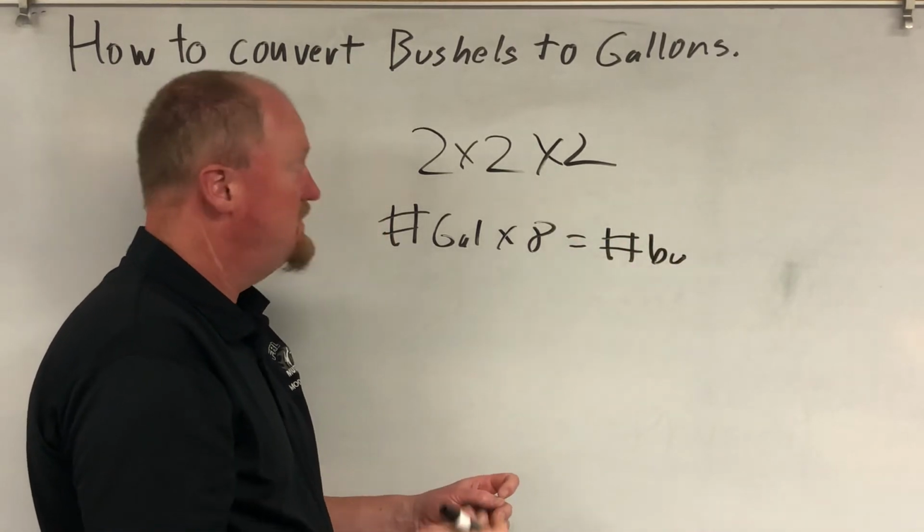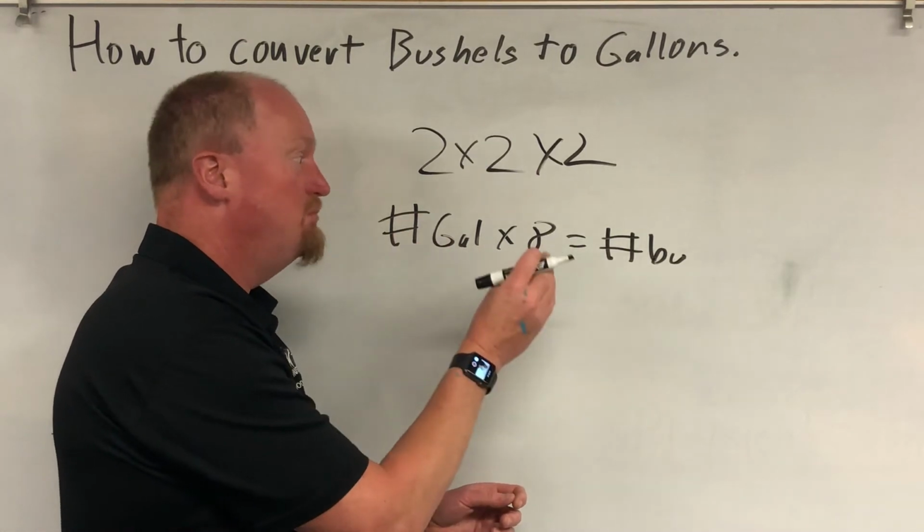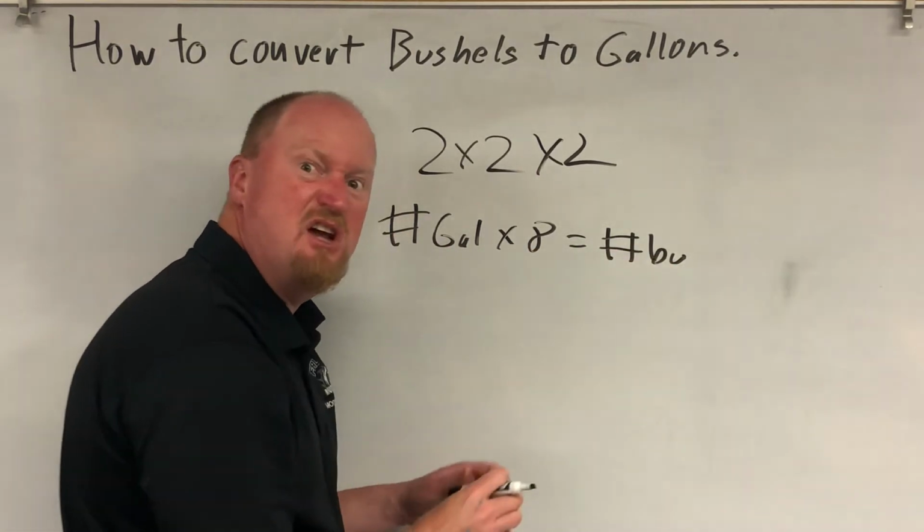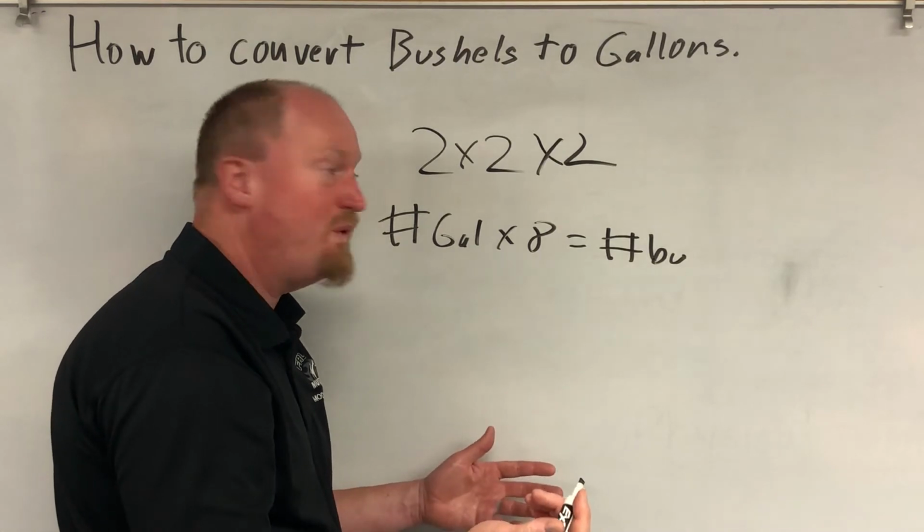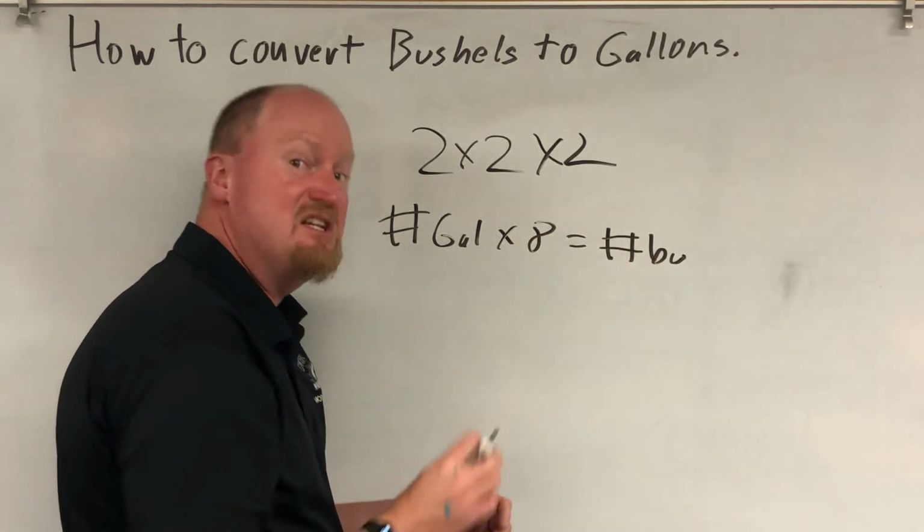Either one's correct. So basically, number of gallons multiplied times 8 is the number of bushels. To go the other way, number of bushels divided by 8 is the number of gallons.